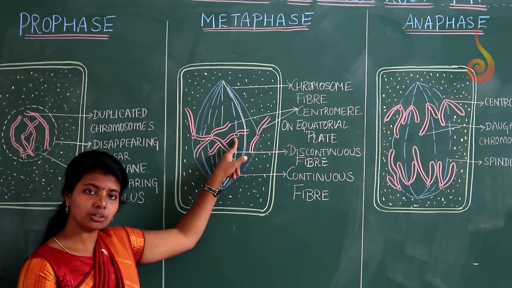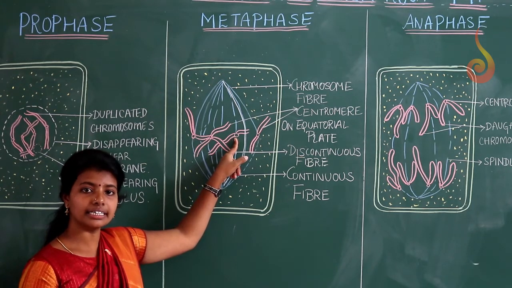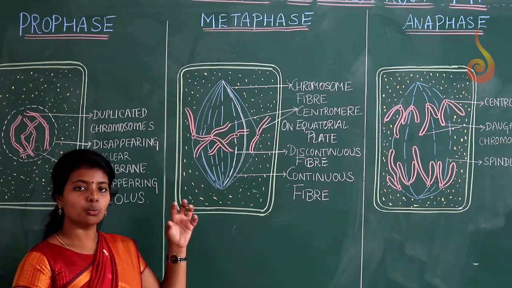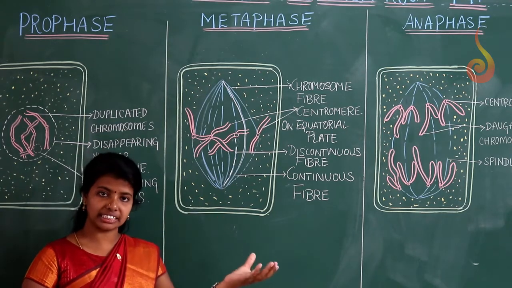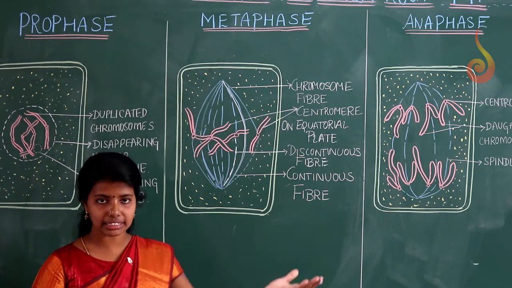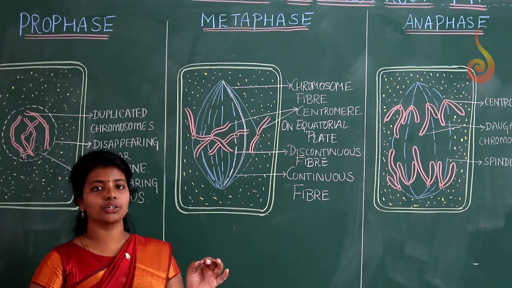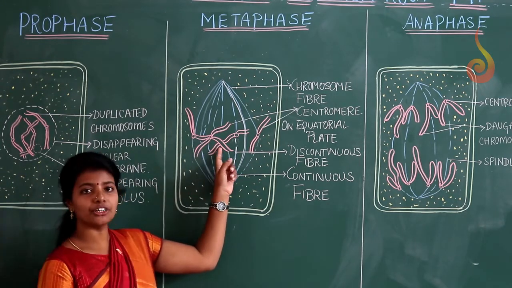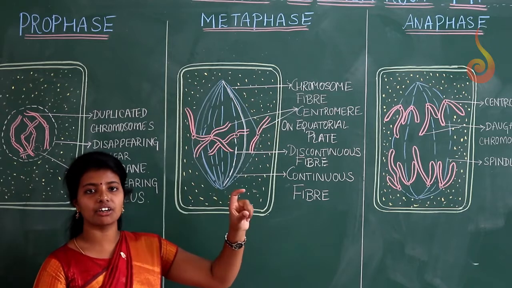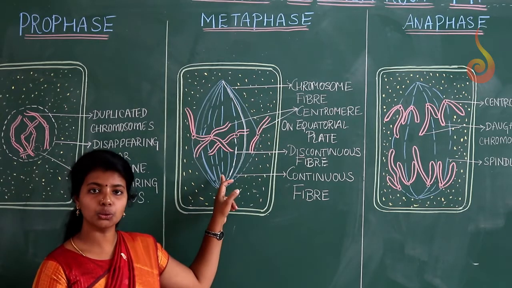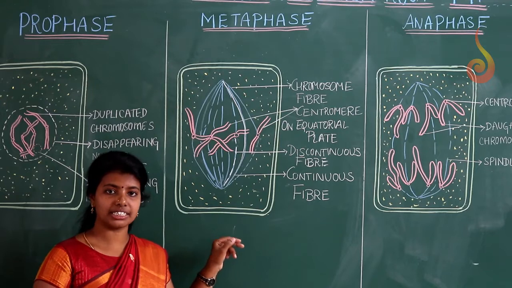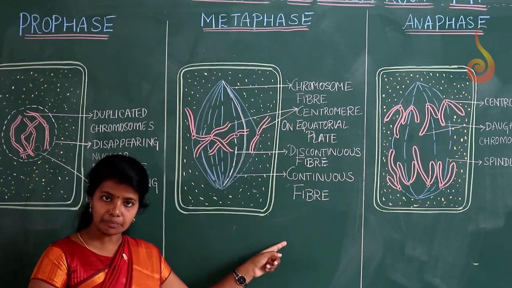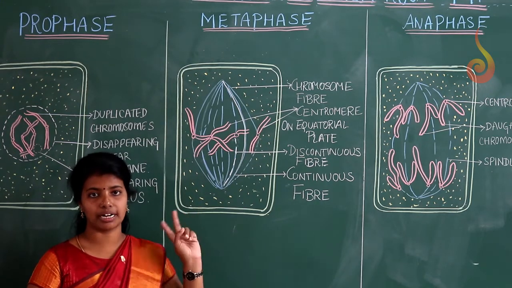So we could see both discontinuous and continuous spindle fibers in the metaphase stage. So once you observe a metaphase stage in your slide, the clue for you to say the particular stage is the arrangement of all the chromosomes in the center of the cell. So this is a clue to identify metaphase stage. And if you draw this diagram with the relevant labelings, you will be scoring 2 marks.